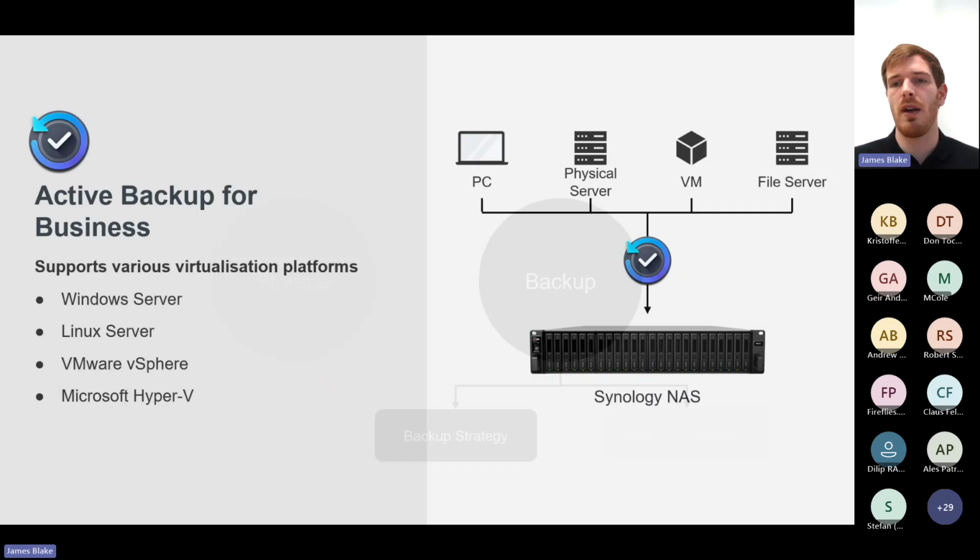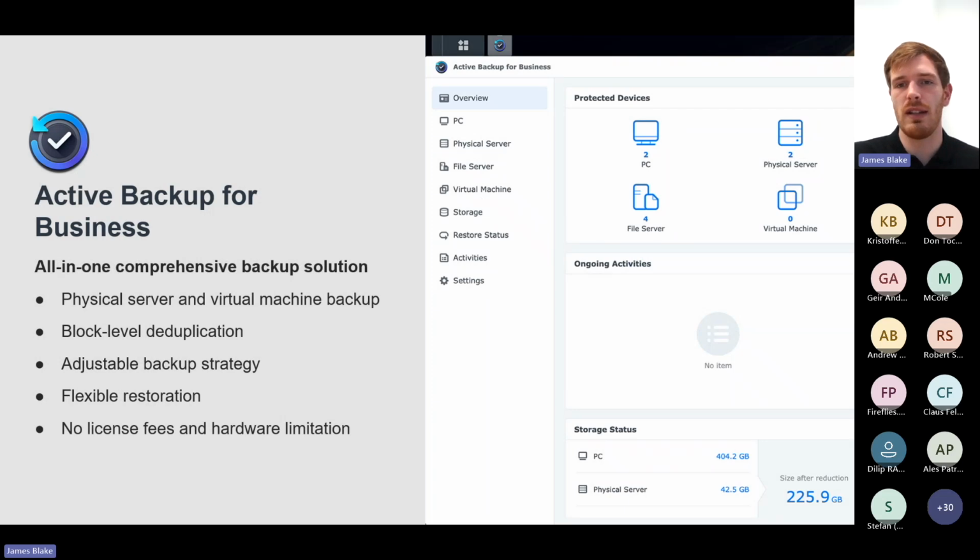Now, of course, the primary key software we're going to need to use here is Active Backup for Business, the best software that we've ever made. As the backup PM, I am in no way biased. But this allows us to back up our PCs, our physical servers, our virtual machines, and our file servers all onto one platform. Now, of course, we're focusing on the virtual machines.